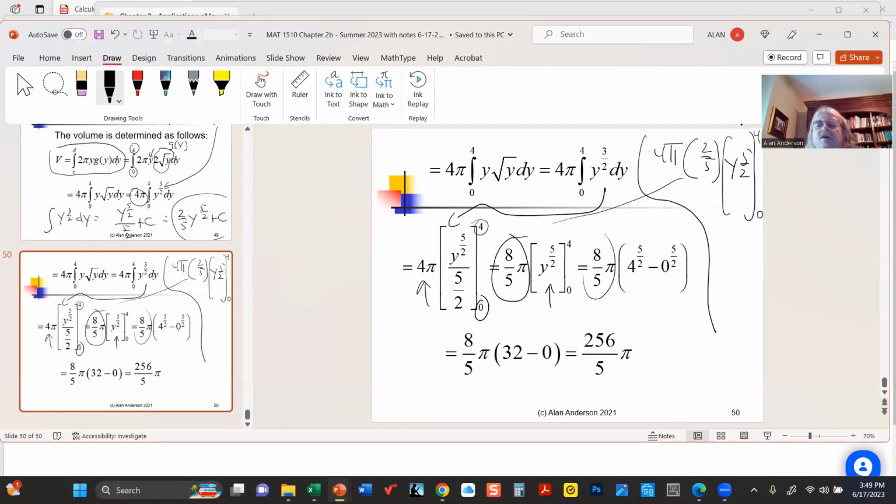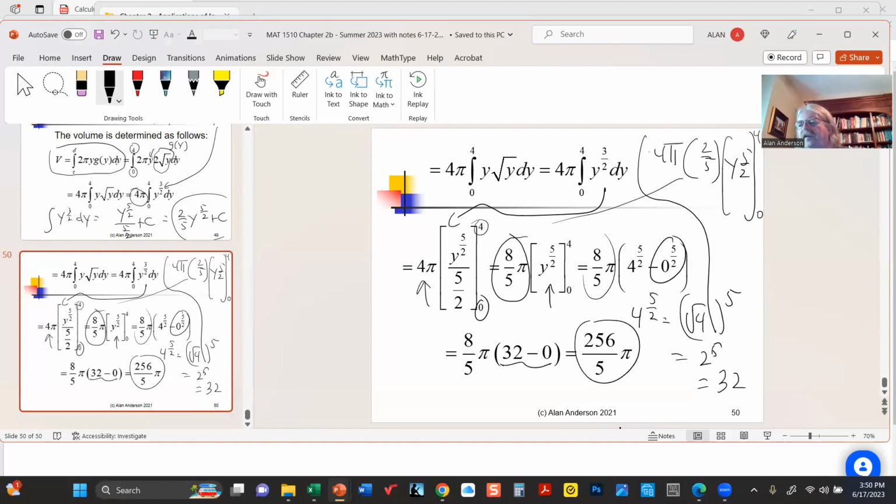Now, you're probably wondering, what is 4 to the 5/2 power? This is actually the square root of 4 raised to the 5th power, which means 2 to the 5th, which is 32. Now, if you didn't get that, you can certainly go to your calculator and ask for 4 raised to the 5/2 power, and it will give you the correct value. But it's nice to know algebraically where it came from. So you've got 8/5 pi times 32 minus 0. This one is 0, of course. And so ultimately you end up with 256 pi over 5.